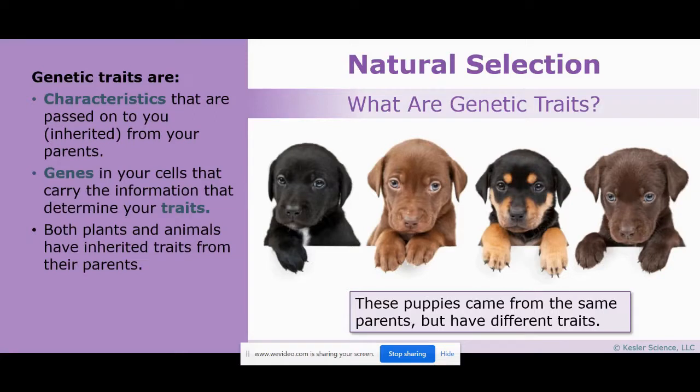If you'll remember back to our genetics units, we talked about traits and how they are passed on to us from our parents and how we can track what is passed on by looking at our genotypes and our phenotypes. The genes in your cells that carry information determine your traits, and that is all coded for in your DNA.